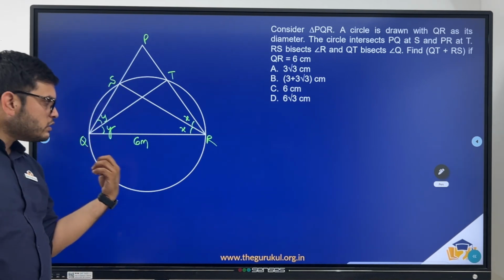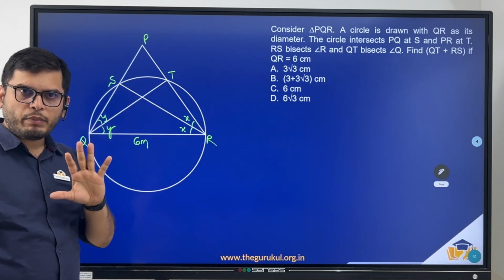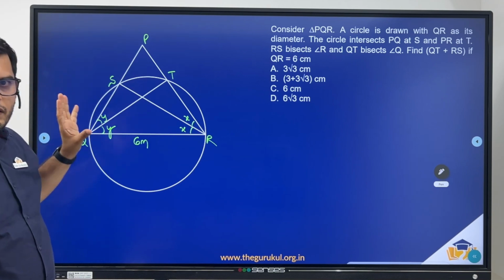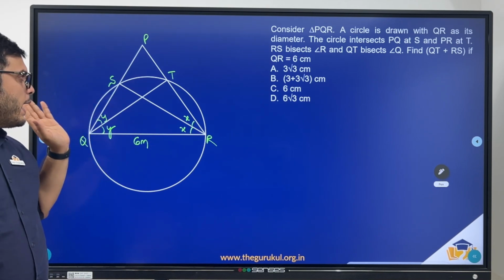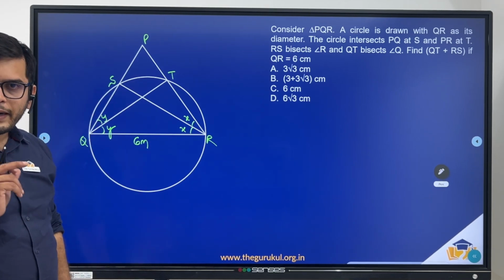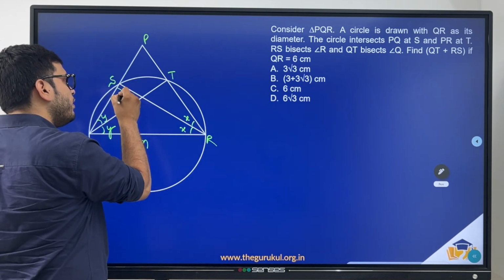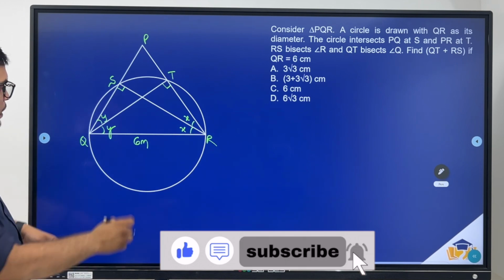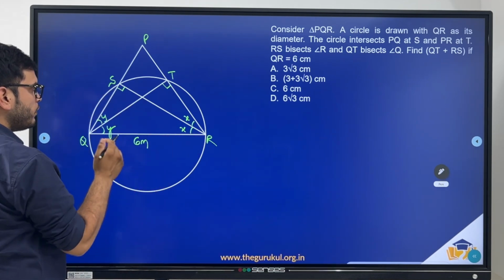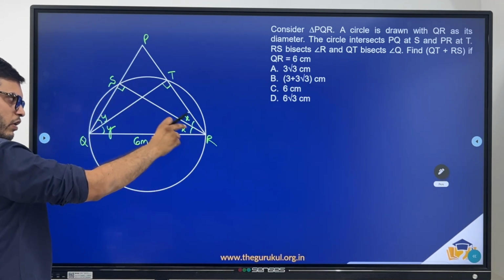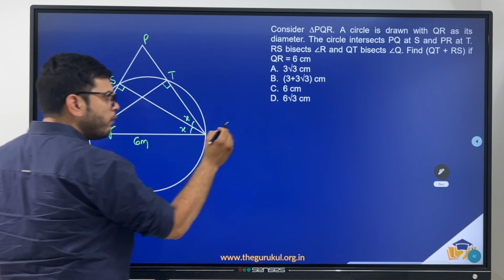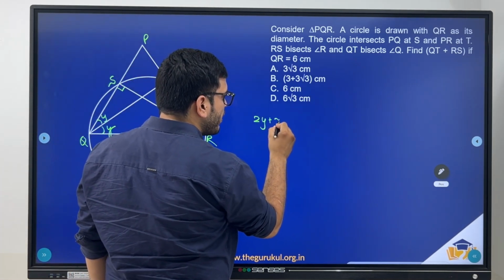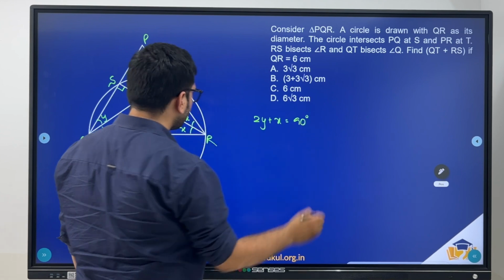So this circle is drawn by considering QR as diameter. So this part is nothing but a semicircle. Now the angle in a semicircle is a right angle. So this is 90 degrees and this is 90 degrees, right? So let me consider triangle SQR. Then what do we have? This is 90. The sum of the other two angles should be 90 degrees. So we have 2y plus x is equal to 90 degrees.